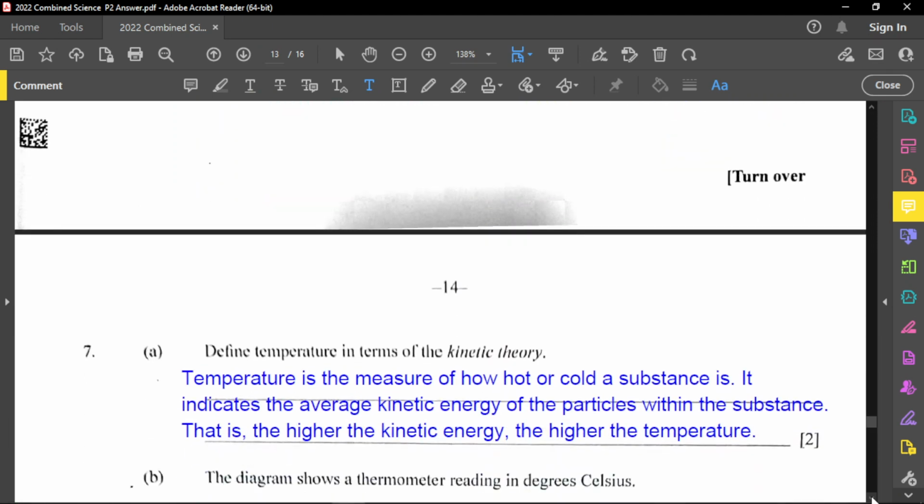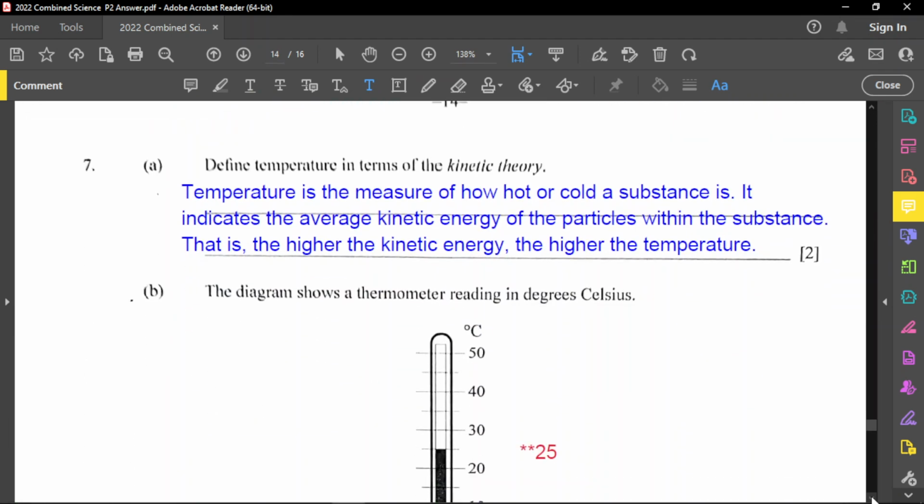Let's jump to the next question, question number 7. And this one is to define temperature in terms of kinetic theory. And once you talk about kinetic theory, this is what I want you to bear in mind. Once you see the word kinetic, you talk about the movement of particles, right? And so temperature is a measure of how hot or cold a substance is. That's what temperature is. And so it's an indicator of the average kinetic energy of the particles within a substance. That is, the higher the kinetic energy, the higher the temperature. So in other words, when particles become hotter, they will move faster because they have more energy. All right, so higher kinetic energy means higher temperature, or higher temperature means higher kinetic energy.